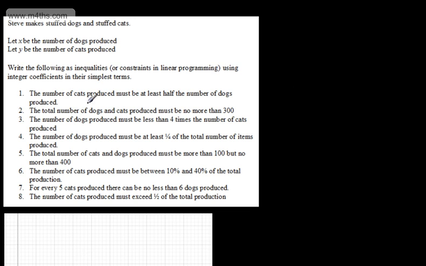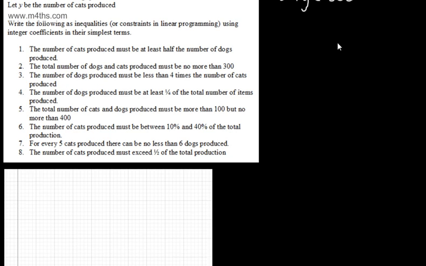The total number of dogs and cats produced must be no more than 300. Now, x is the number of dogs produced, y is the number of cats produced, so the total number will be x plus y. Now here, this says that it must be no more than 300. So this is an inclusive inequality, and we can say now that 300 must be equal to or greater than x plus y. This is the total number of stuffed animals produced, and now we have that it must be equal to or less than 300.